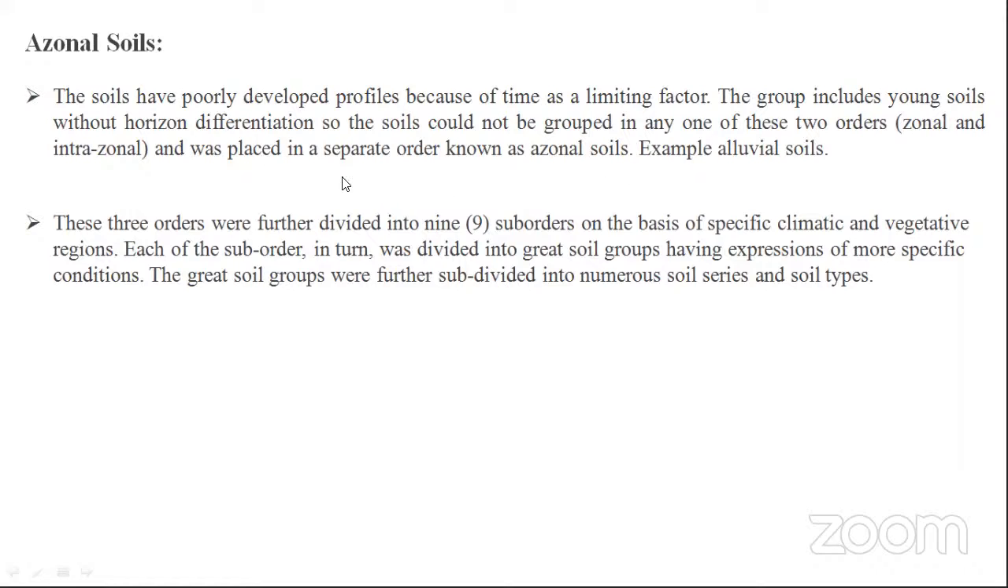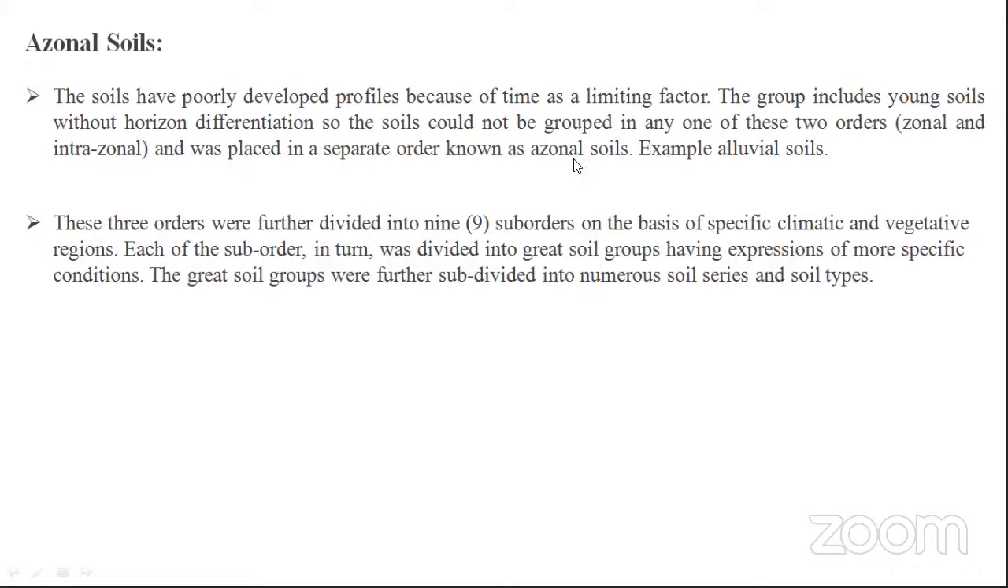Alluvial soil means the soil is always deposited by water, so soil origination was very difficult in this type of soil. That is why they kept all these soils in azonal conditions. In these three orders you can also see 9 suborders, based on specific climatic conditions and regions. Those 9 suborders were again divided into great soil groups, to express more specific conditions.